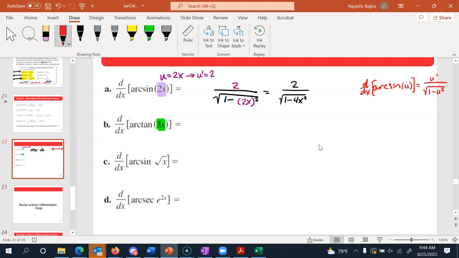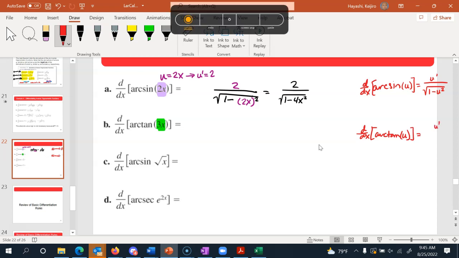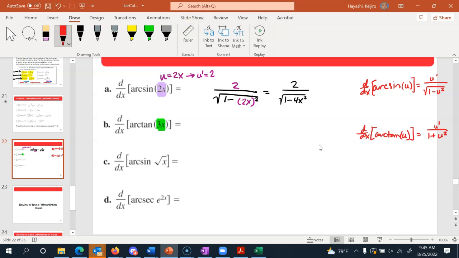While we're working on that, I'll write down the other two. Derivative of arctan: no square root, just a plain u prime and a 1 plus u squared on the bottom, or u squared plus 1, whichever way you want to write it. Arctan is easily the least complicated of all of them. And arcsecant is u prime over the absolute value of u, right next to the square root, and not 1 minus u squared, but u squared minus 1.